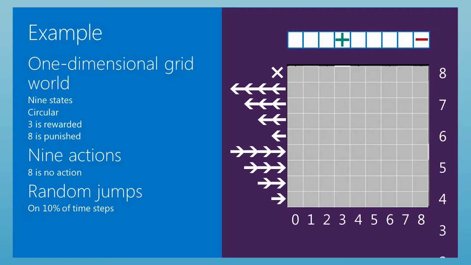And so it's obvious that an agent in this world would want to move very quickly to state 3 and stay there forever. That would be the optimal thing to do. The one quirk, the one kink in this world that makes it a little bit more challenging is that on about 10% of the discrete time steps, there are random jumps, and the agent ends up in a randomly selected state. And so it has to keep making its way back to the reward state.